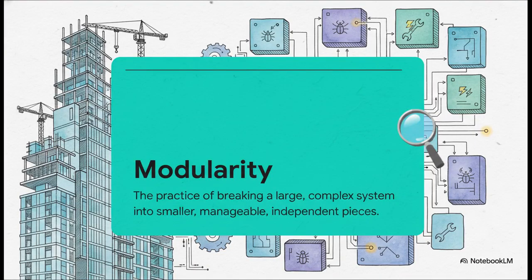And a huge principle here is something called modularity. Look, you don't build a massive skyscraper all in one go, right? You build it floor by floor, room by room. Software is exactly the same. You take a huge, complicated system and you break it down into smaller, self-contained, independent pieces or modules. This makes the whole thing so much easier to build, to test, and to fix down the line.